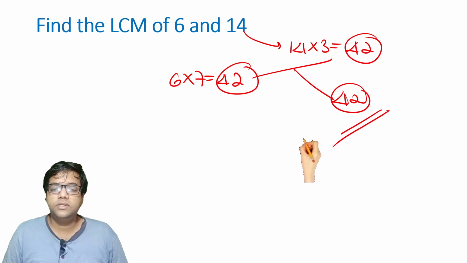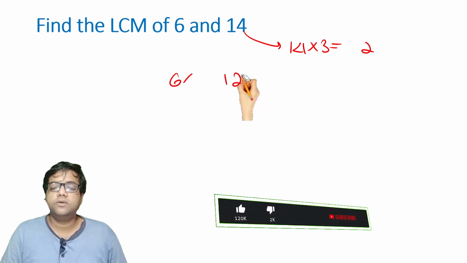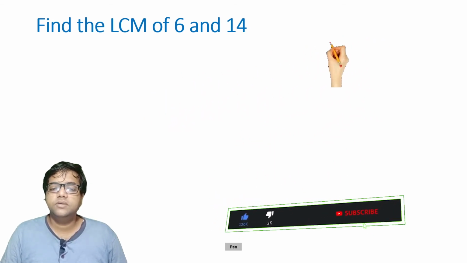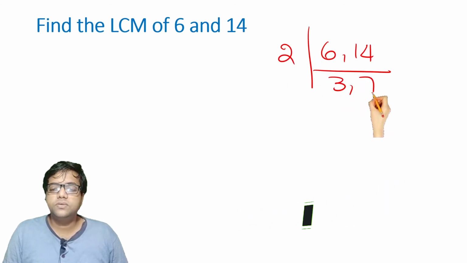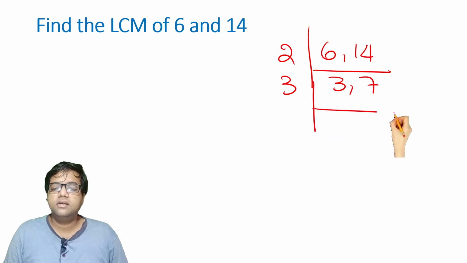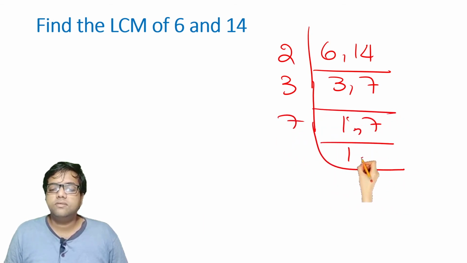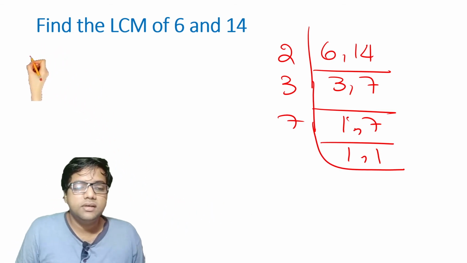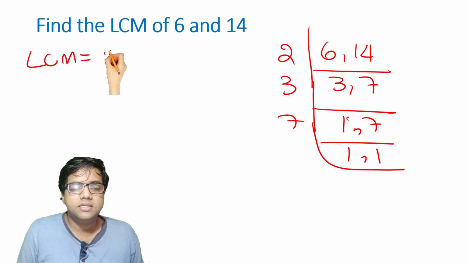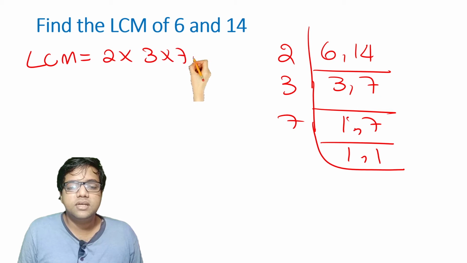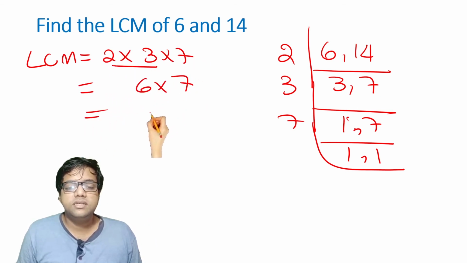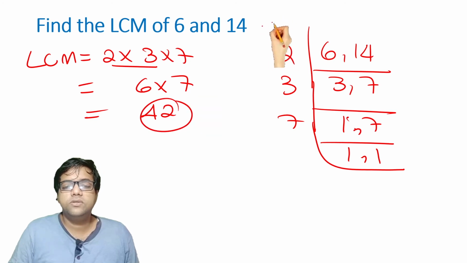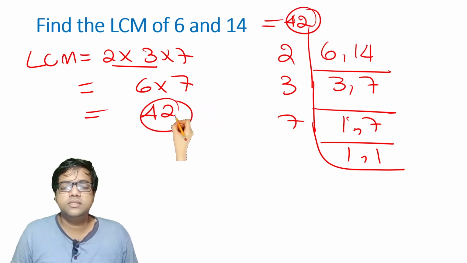Or if you want to do it in the long division method, you can do that as well. 6 and 14: 2 3s are 6, 2 7s are 14, 3 1s are 3, 7 1s are 7. Okay, so what is the LCM now? 2 into 3 into 7, which will give you 2 3s are 6 into 7, 6 7s is 42. Here also you will get the same number, 42 itself.